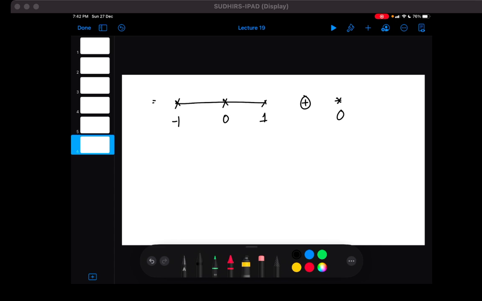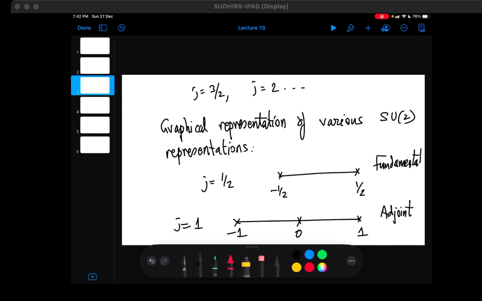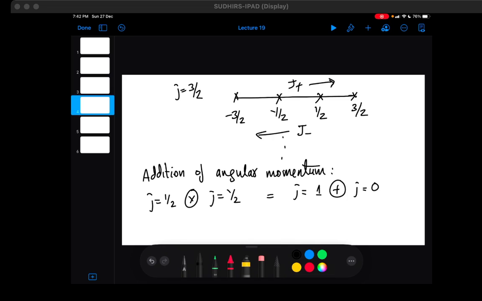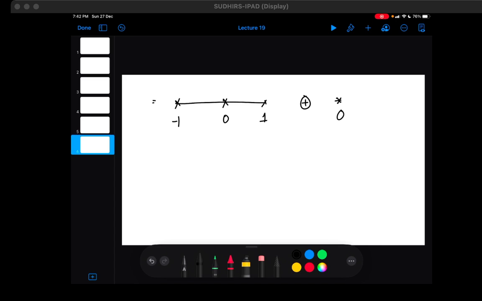So these are the main advantages of the graphical representation. So you can actually, like I said, see the dimension of the representation, which is 2j plus 1: two-dimensional in the case of the fundamental, three-dimensional in the case of the adjoint, or 4-dimensional in the case of 3 by 2. And then you have the operations of j plus and j minus acting on each other, and you can also look at addition of angular momenta and stuff like that. Finally, one final comment on SU2.